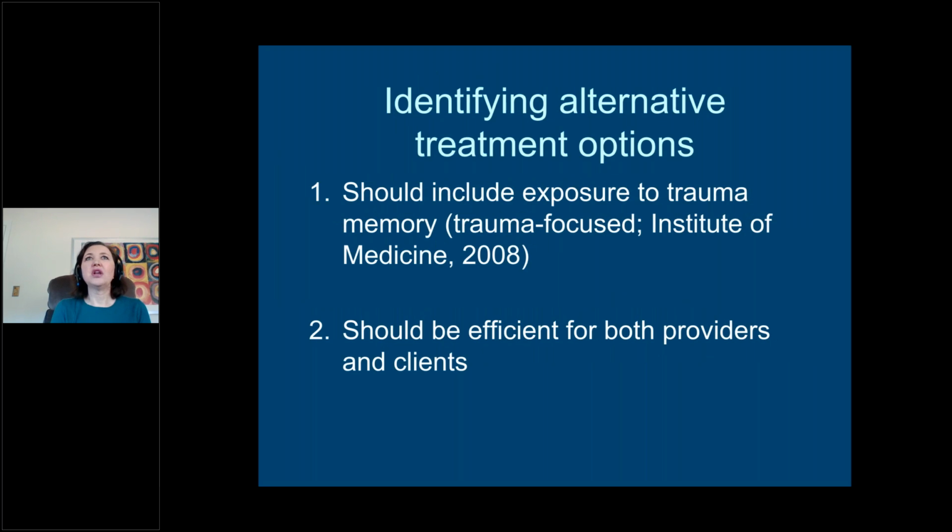So when thinking about alternative approaches for PTSD treatment, there are a couple of things that are really important. One is that no matter what we do, it should include some exposure to the trauma memory, because that appears to be a pretty critical component to successful PTSD treatment. And the second is that it should be efficient for both providers and clients. Based on what we've seen for barriers to both accessing and delivering care, whatever we do should be efficient to make sure that patients stay engaged in the treatment, as well as providers being willing to deliver the treatments.